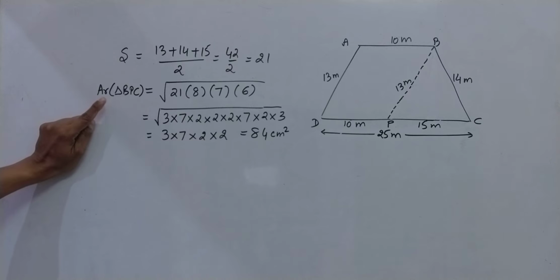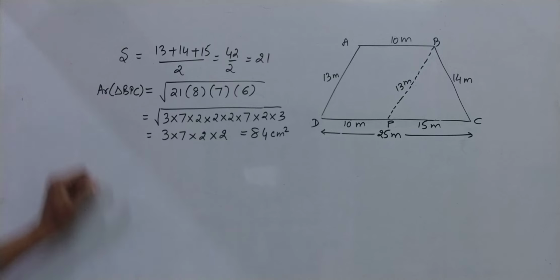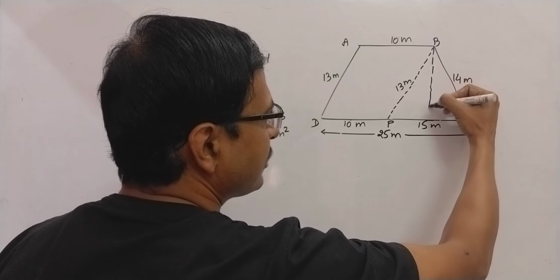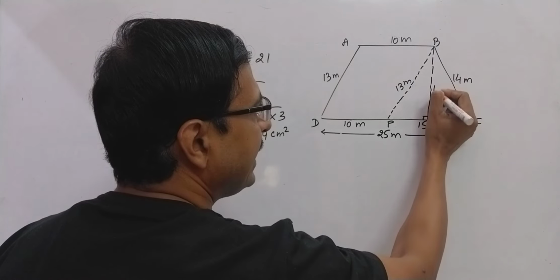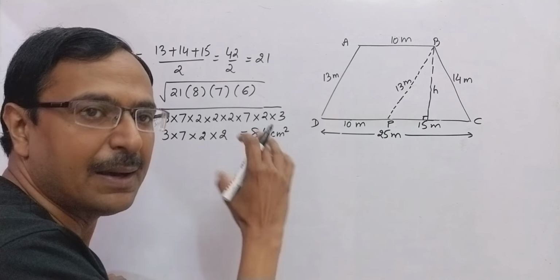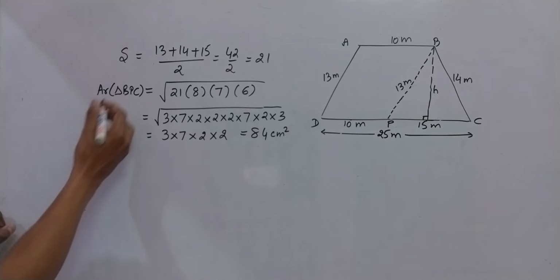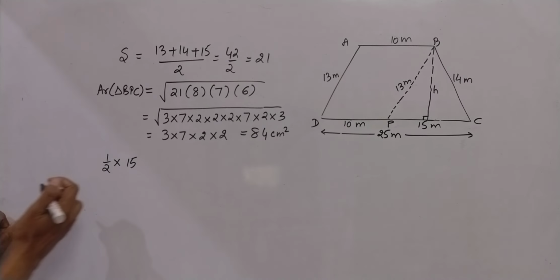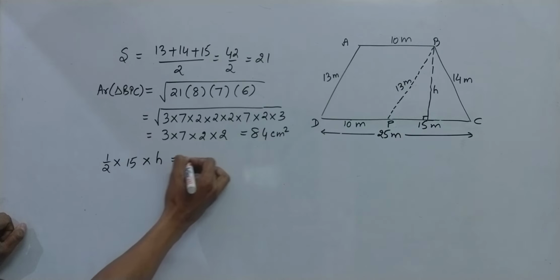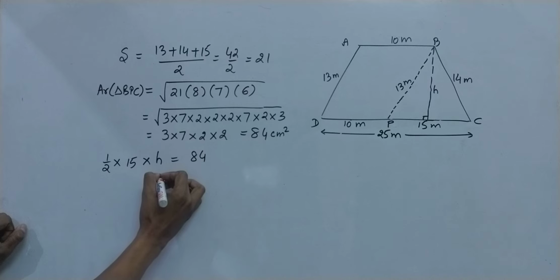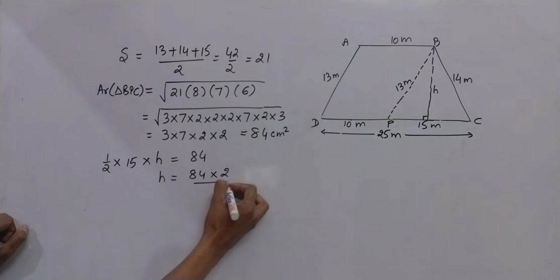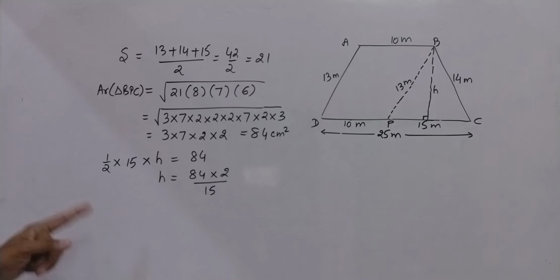Now once you have found the area of triangle BPC, you can draw the perpendicular like this. This is what is required in the question actually. Everything is being done to find the H, because that is the distance between the parallel sides. Now the area of triangle BPC is half into base into height. Base is 15 and height is H, which is equal to 84. So H comes out to be 84 into 2 by 15. So this is how we need to calculate the value of H.